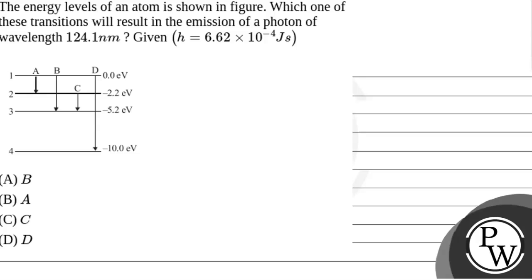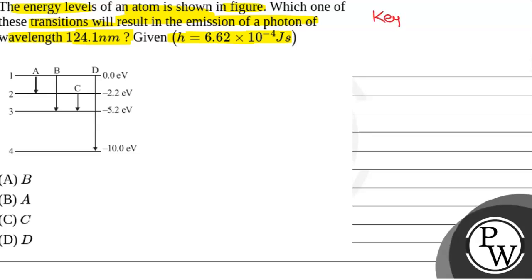The question says that the energy levels of an atom are shown in the figure. Which one of these transitions will result in the emission of a photon of wavelength 124.1 nanometer? Given h is equal to 6.62 into 10 to the power minus 4 joule second. So we will solve this question.